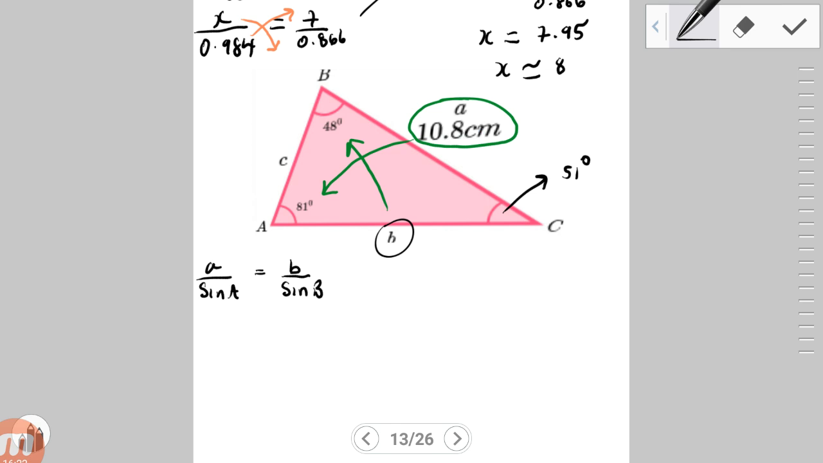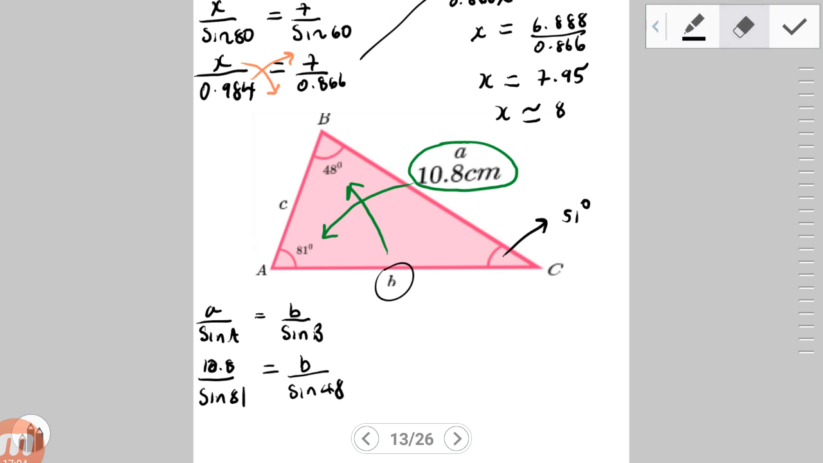So right away we can see here that a is 10.8 divided by the sine of 81. And that's going to be equivalent to b, which is going to be the unknown side. We could call the unknown side small b if we wanted to, or we could call it AC, because AC is the length that is indicated by b. So let's just use b here, divided by the sine of the angle facing small b, which is 48.